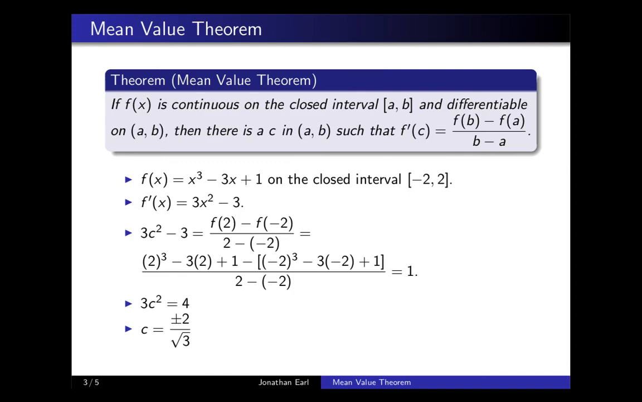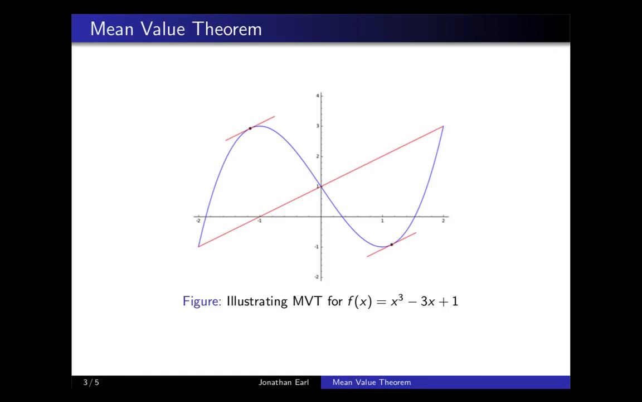So in this case, we get 2 points where the tangent line at these points is going to have the same slope as the slope of the secant line. So the mean value theorem guarantees the existence of one point, but as we have here, you could have multiple points that meet this criteria.